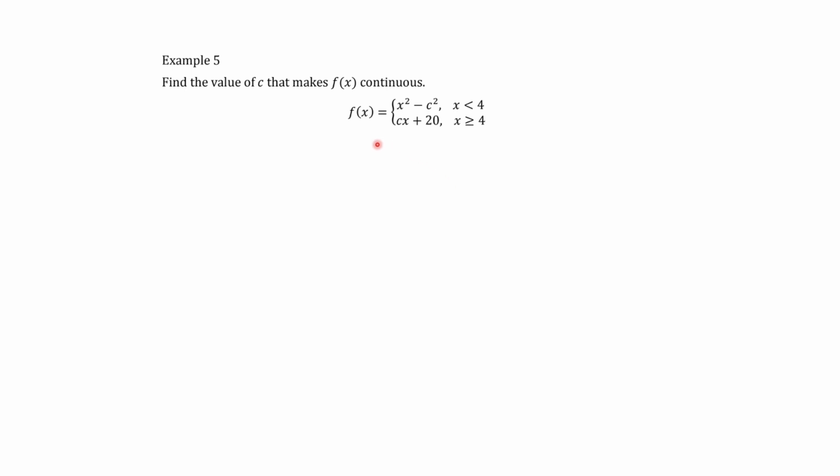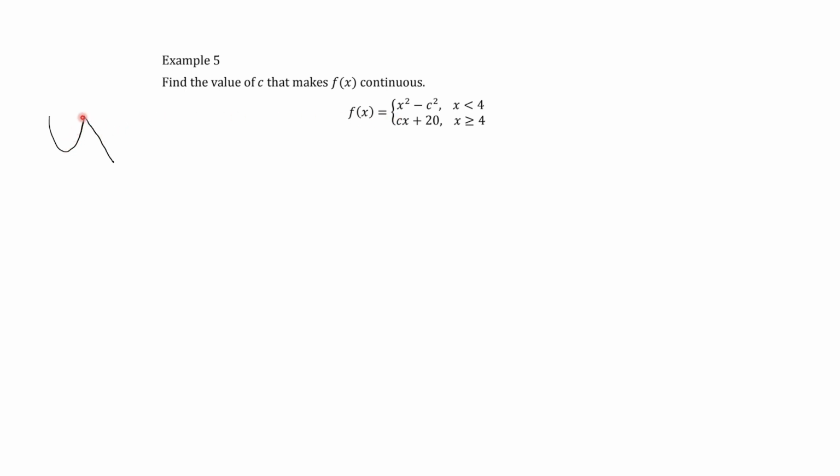In this case, we have the piecewise function given by x squared minus c squared for x less than 4, and cx plus 20 for x greater than or equal to 4. What we want to do is figure out what value of c is going to make this function continuous. So again, we want our piecewise function to look something like this. In this case, we are going to have the parabola first and then the line. And so this is what we want to happen.